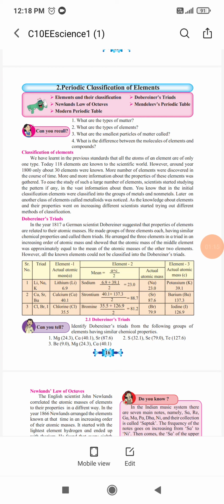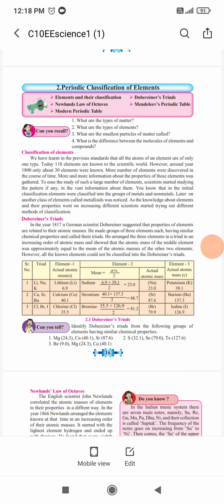In the year 1800, there were 30 elements known, during Dobereiner's triad times. In 1817, the German scientist Dobereiner suggested that elements are related to atomic mass. If you take three elements, the first and third elements will show the middle one's atomic mass, according to Dobereiner's triads.